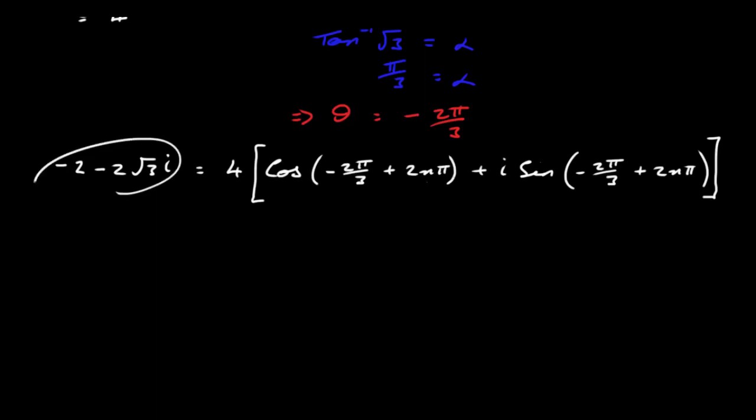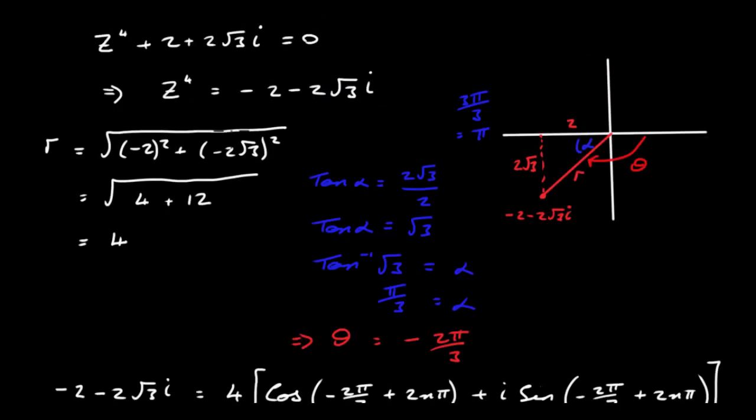Now remember that this here was z to the power of 4. If we look back up here, we can see that we've got z to the power of 4 is equal to this complex number here.